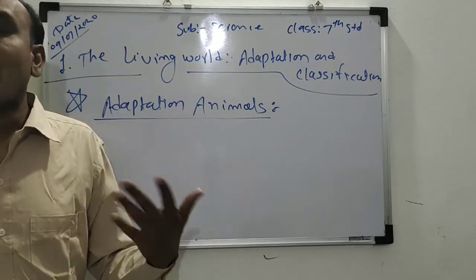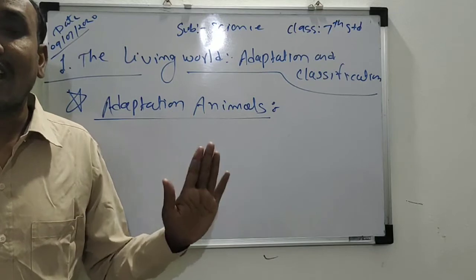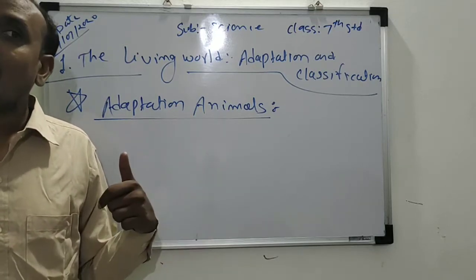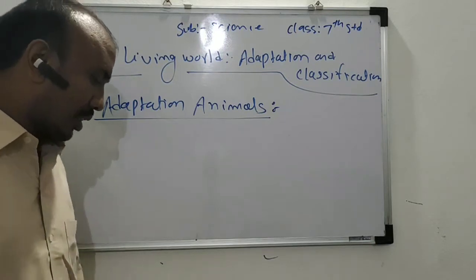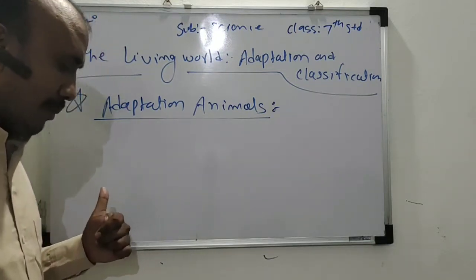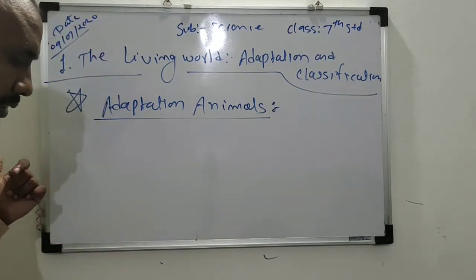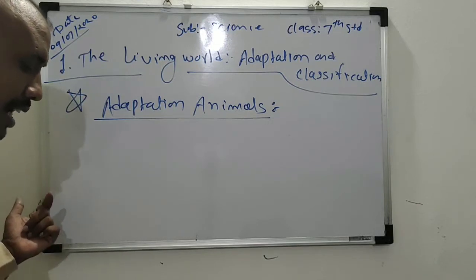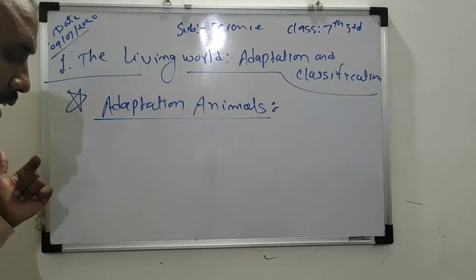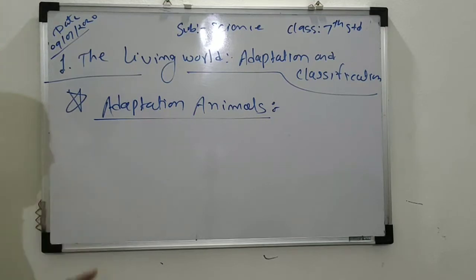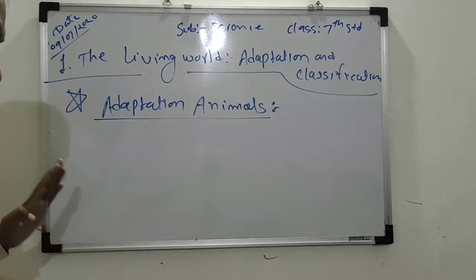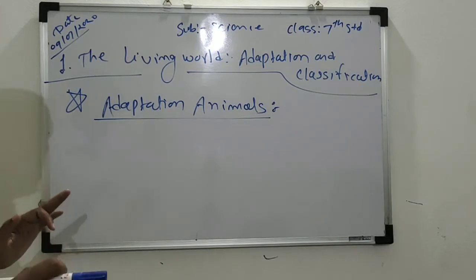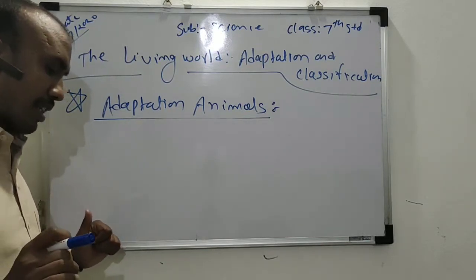Those are familiar with flying. Those animals are called aerial animals. Okay, correct. So terrestrial animals live on land. What are aquatic animals? Aquatic animals means those animals that live in the water. That's called aquatic animals. Okay.